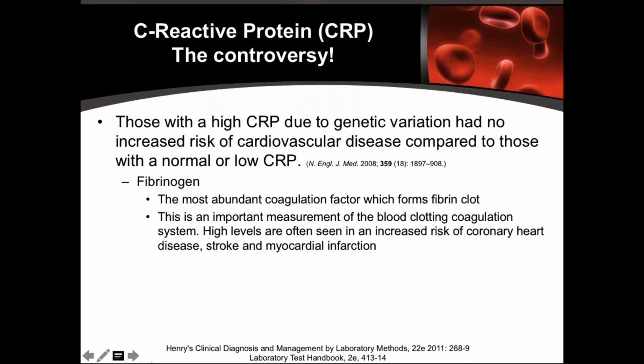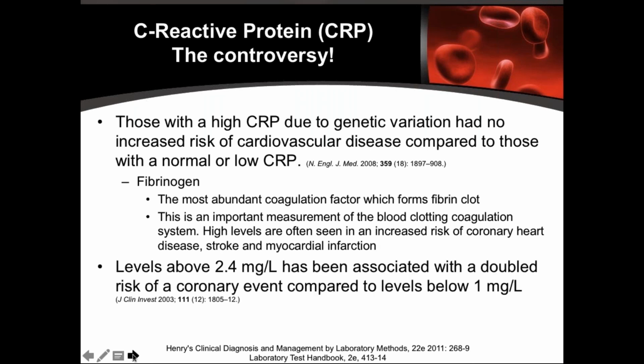So we talked about fibrinogen, okay, the most abundant coagulation factor, which forms a fibrin clot. You guys remember extrinsic, intrinsic. Coagulation comes down to meet the common pathway, and the common pathway eventually forms a clot at the bottom. This is an important measurement of the blood clotting coagulation system. High levels are often seen in increased risk of coronary heart disease, stroke, and myocardial infarct. In other words, high CRP predicts high coagulation factor activity, predicts high risk of coronary heart disease. Levels above 2.4 have been associated with a doubled risk of coronary event compared to 1 milligram per liter. How sensitive is that?